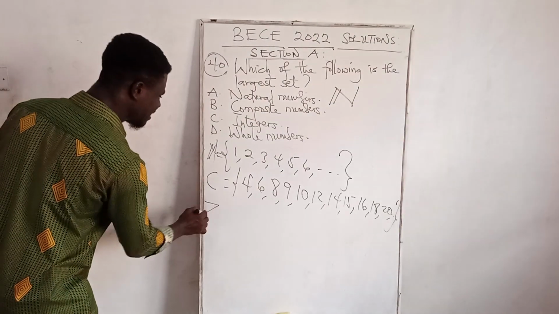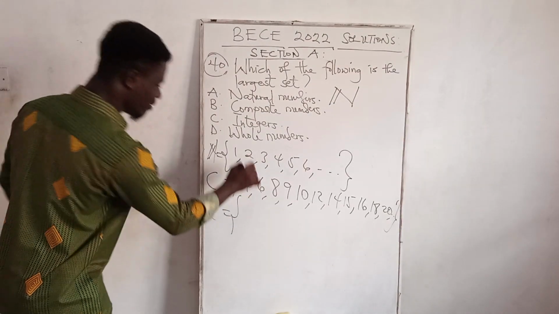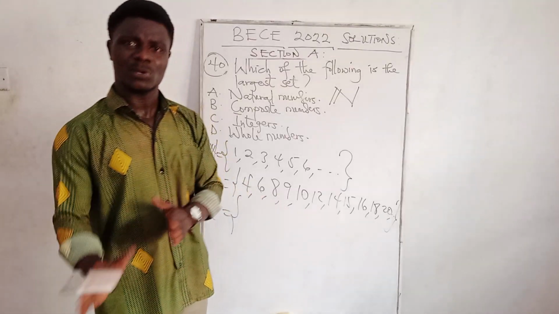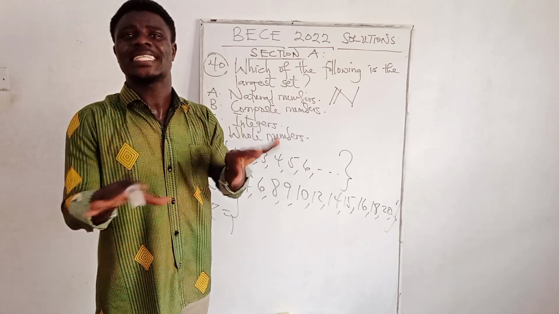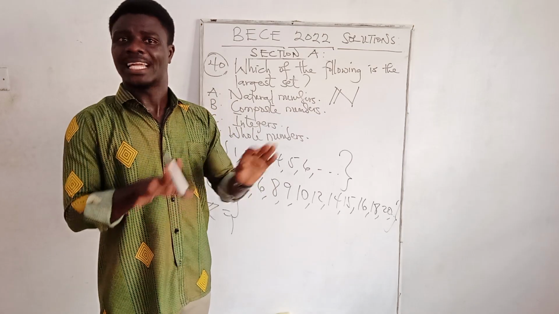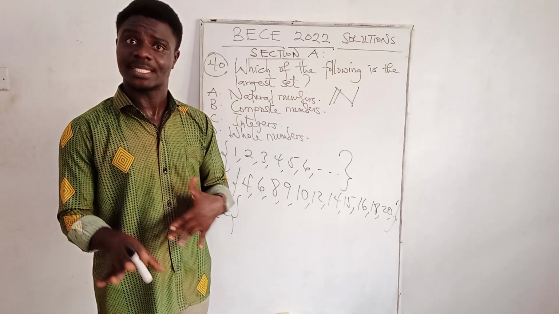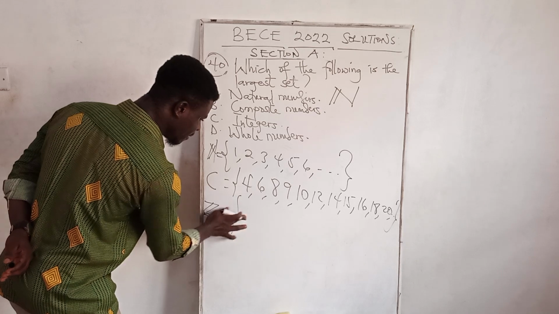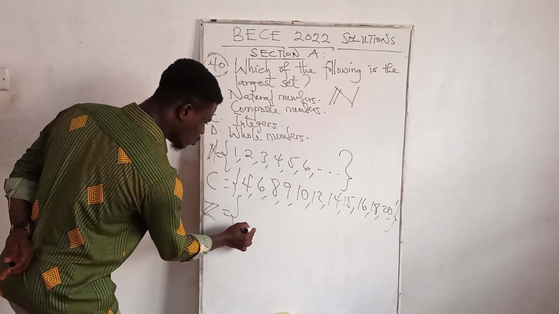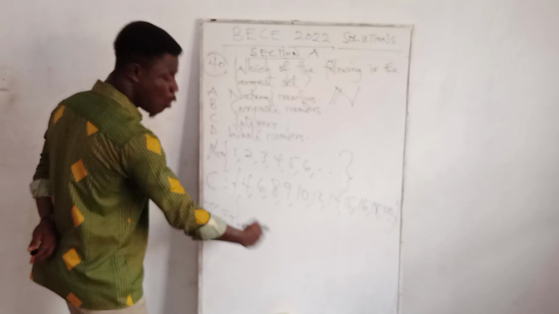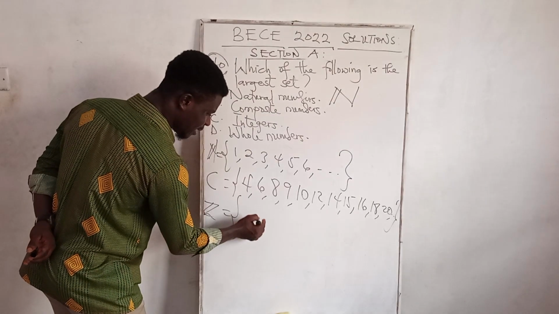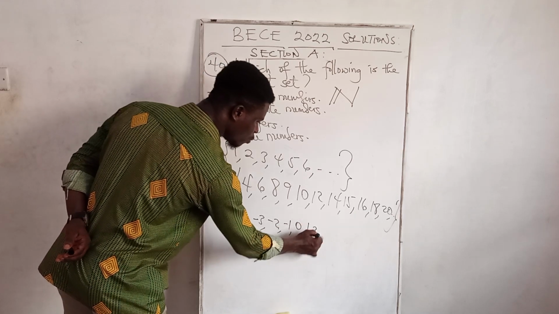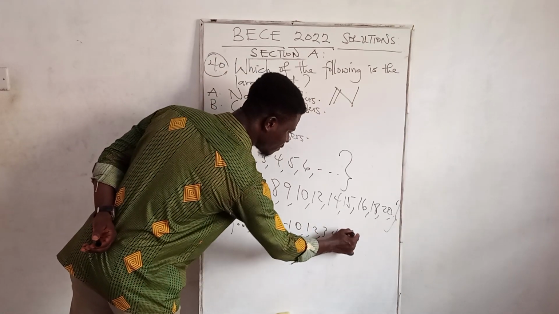Now, the set of integers, which is Z. Set of integers, they are what? Negative and positive natural numbers, including zero. So I can start from negative infinity. So there are more elements inside here. So let's say negative 3, negative 2, negative 1, 0, 1, 2, 3, 4, 5, 6.